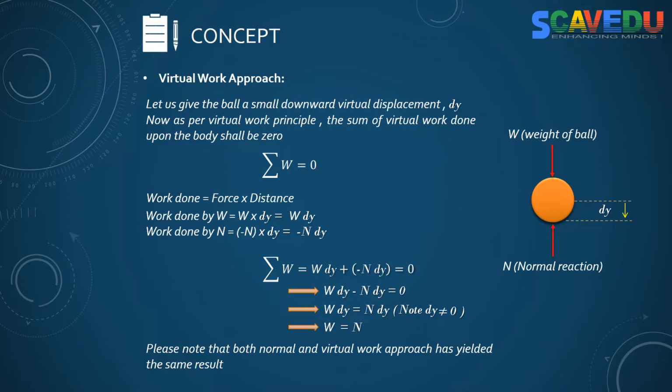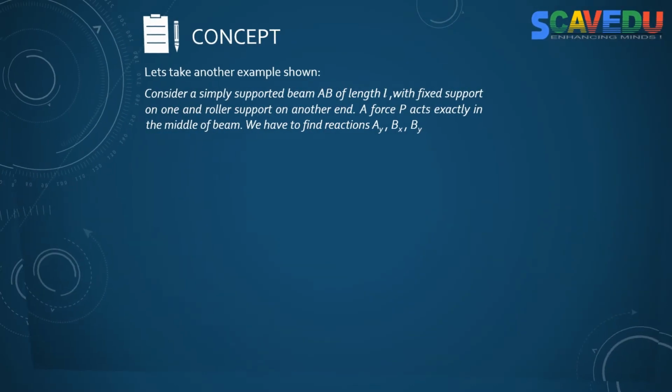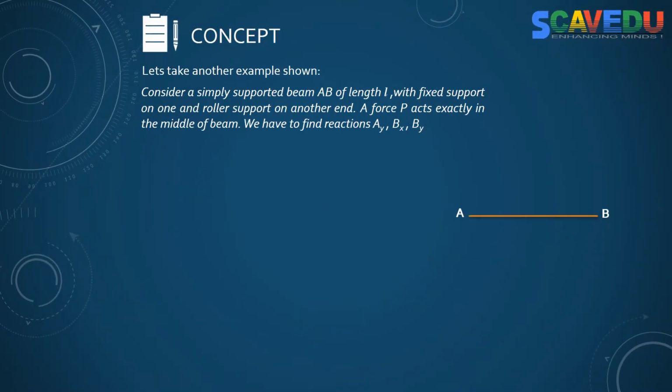So you can see the approach: one is a normal approach, second is a virtual work approach. Now we can make this more clear by going to one more question, a simple question. In this question you can see a beam AB. At point A it is supported by a ball joint, and at support B it is supported by a fixed support, and it is acted upon by a force P at exactly the middle. As per the question, it's a beam AB with a length of L, and the force P is acting downward exactly in the middle of the beam.